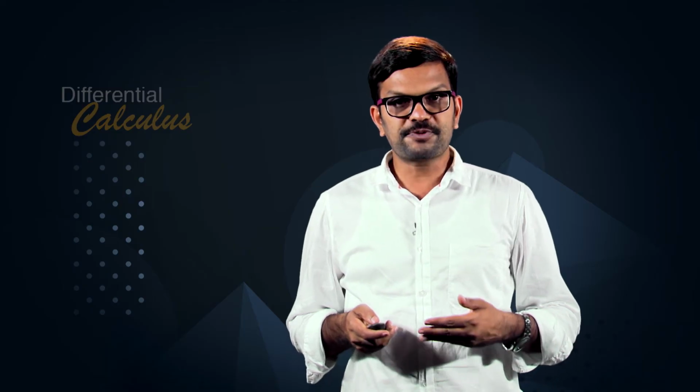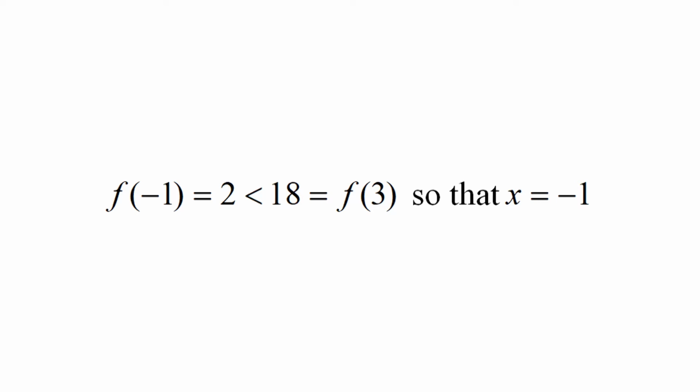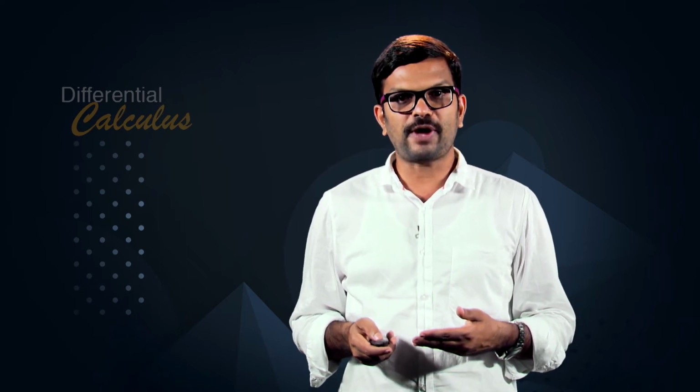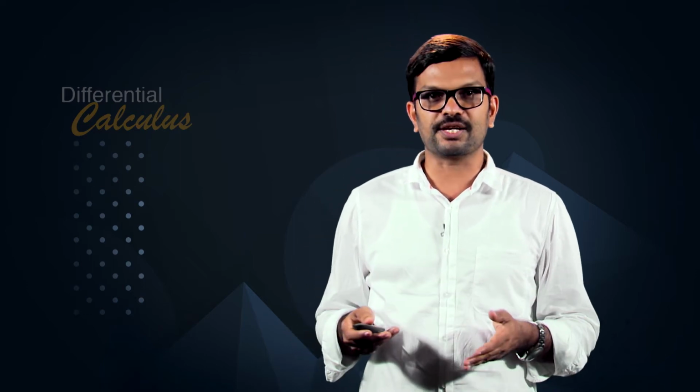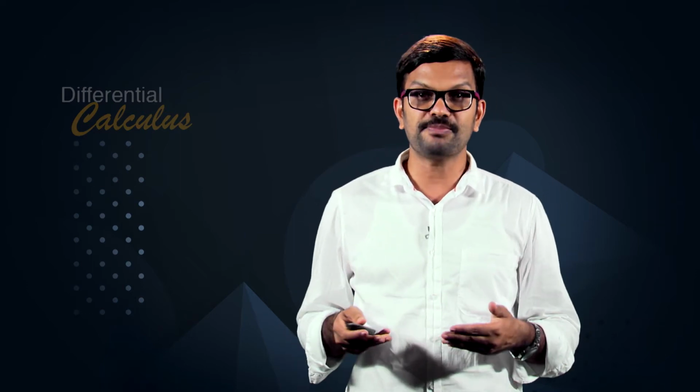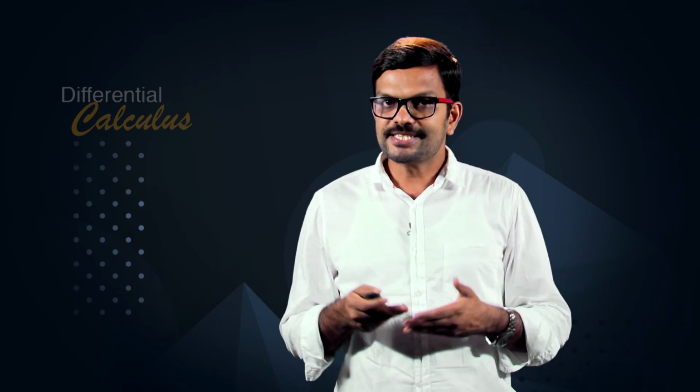However, we observe either from the graph or from the fact that f of minus 1 equal to 2 is less than 18 equal to f of 3, that x equal to minus 1 is not a point of absolute maximum on the interval minus 4 to 4, but is a point of absolute maximum on 0 to 2. This shows a point of absolute maximum on a smaller interval need not be a point of absolute maximum on larger intervals. Similarly, x equal to 1 is not an absolute minimum on bigger intervals.